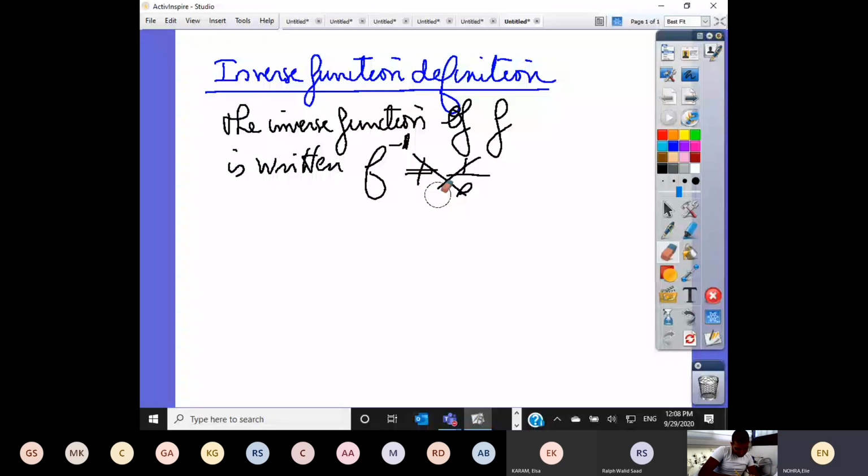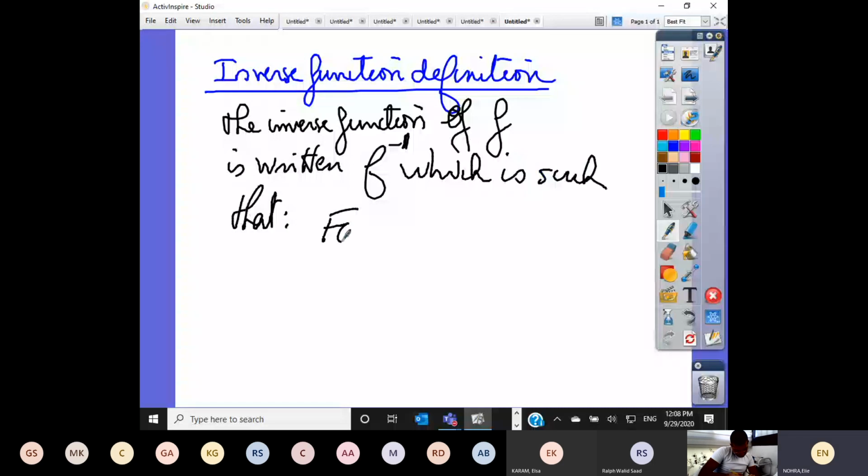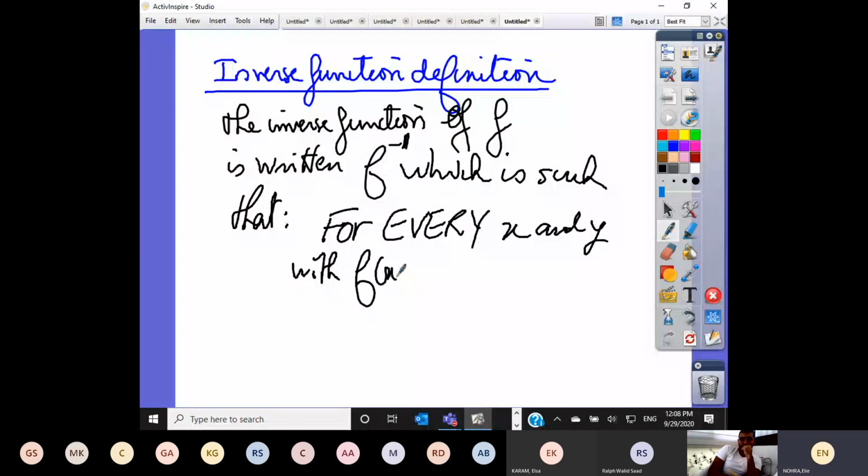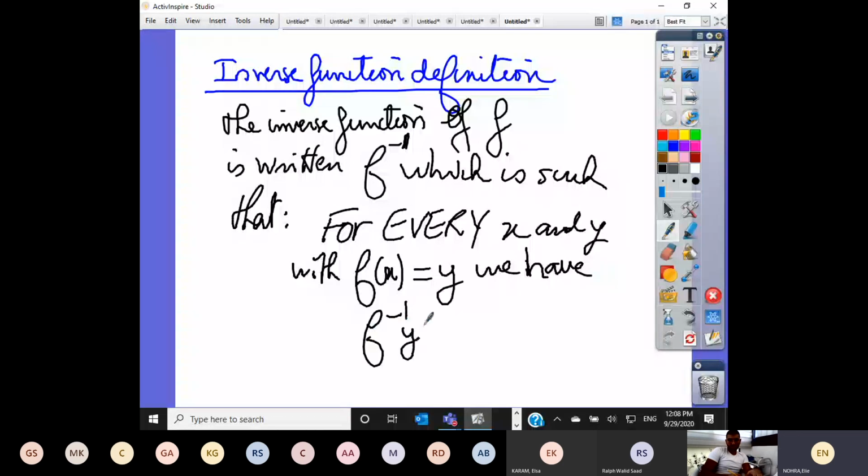So this, it's written f minus 1, which is such that for every x and y with f of x equals y, we have f minus 1 of y equals x. I will certainly explain it to you with an example now.